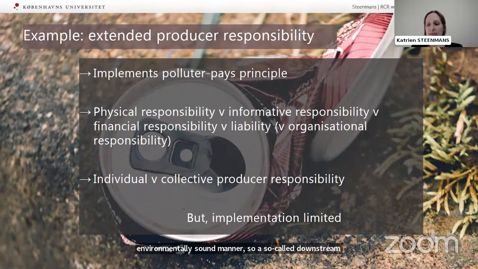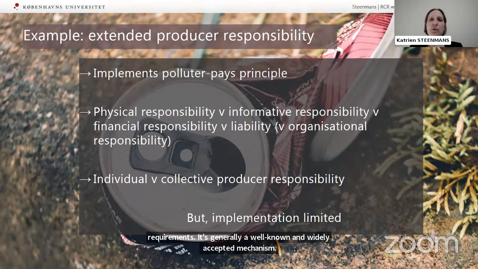And the way it can be implemented is in two different ways: either in individual producer responsibility schemes where the producer is responsible for their own products, or, and this is often the more popular way that it is being implemented, through collective producer responsibility. This is where producers can join these producer responsibility organizations to meet their legislative requirements. It's generally a well-known and widely accepted mechanism.